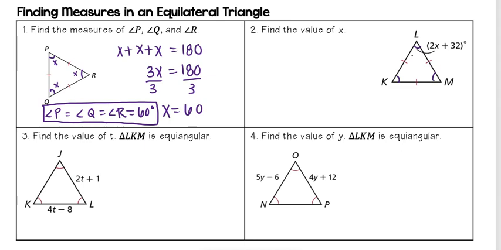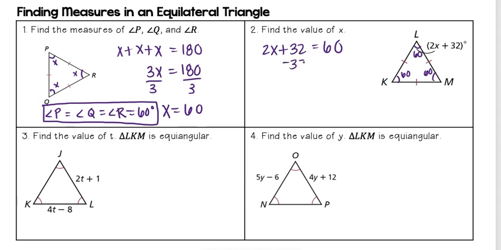Since I already know all of these angles are going to be equal to 60, because for every equilateral triangle the angles inside are 60, I can instead just have the equation 2x plus 32 is equal to 60. And that makes it a lot shorter. So every time with an equilateral triangle, and you're trying to find some angle inside of it, it's always going to equal 60.